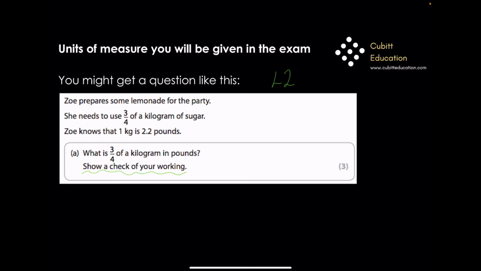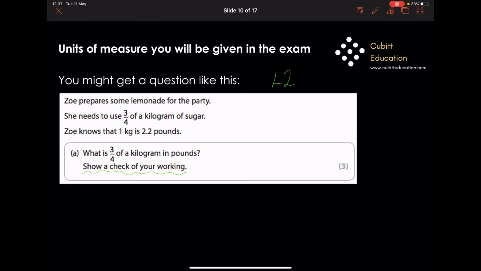So first of all, let's just go through the question and highlight a little bit. She needs to use 3/4 of a kilogram. Now, it then says that Zoe knows that 1 kilogram is 2.2 pounds. How do we write down 3/4 of a kilogram?